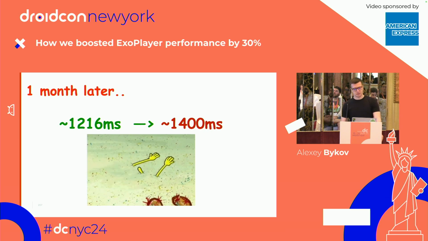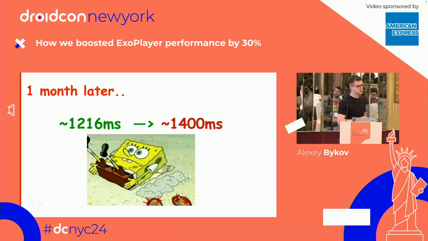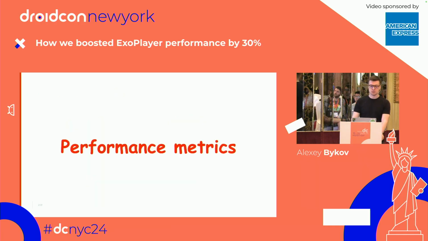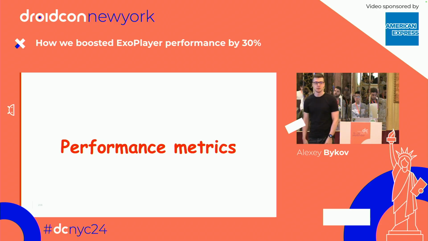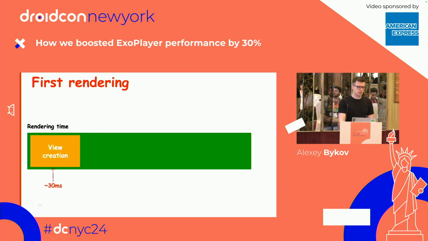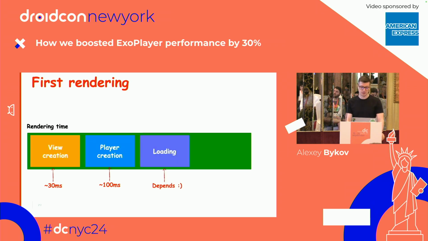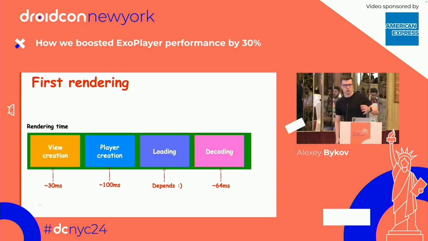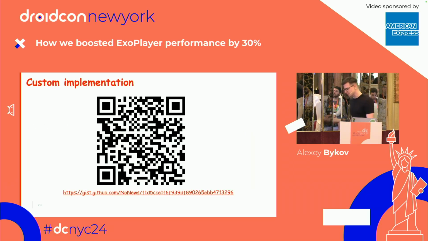And I'm telling you all of that because if you wish to optimize things, the first thing you really need to do is implement performance metrics that are going to work reliably for you, not only to display TTFF time or TTI. So, some ideas of how it could work. You may have rendering time, and whenever we render video, there is view creation, which could be 30 milliseconds. Then there's player creation, which can be 100 milliseconds. Loading, which really depends, and decoding. Initializing those instances alone may take up to 64 milliseconds. So we implemented some stuff that will allow you to monitor it.